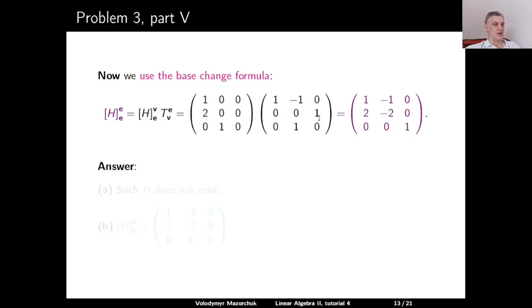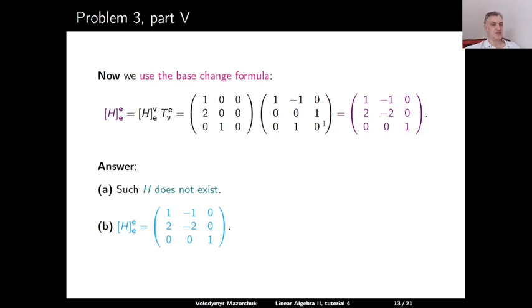So we have the following answer. In part A, it is not possible to construct such H because we got a contradiction with the rank-nullity theorem. And in part B, the following linear operator H, which has the following matrix in the standard basis, does the job.